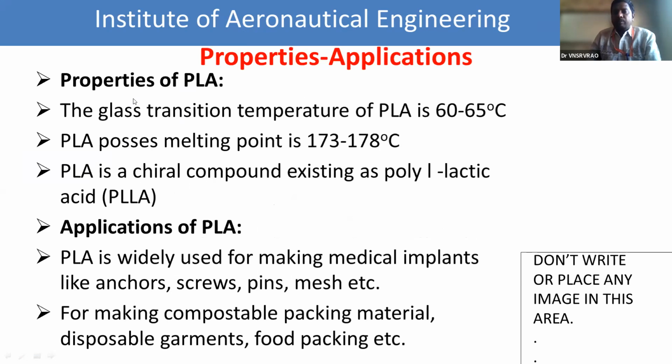The properties of polylactic acid: first of all, the glass transition temperature is nearly 60 to 65 degrees centigrade, and the melting point of this polymer is 173 to 178 degrees centigrade, and it is a chiral compound. PLA full form is polylactic acid. The applications of polylactic acid: it is especially used in medical implants like anchors, screws, pins and mesh. It is also useful for packing material, disposable garments and food packing. So these are the applications, properties and preparation of polylactic acid, one of the synthetic biodegradable polymers.